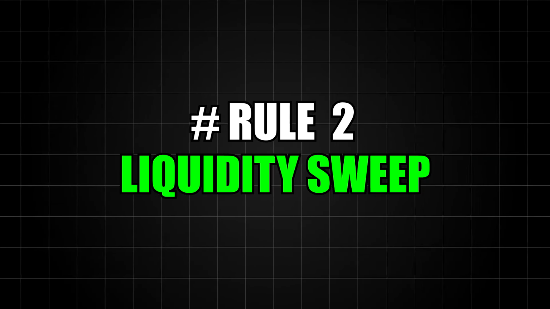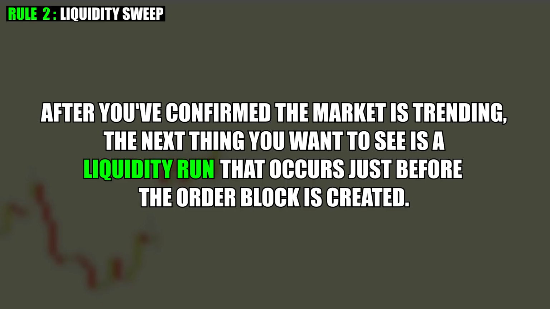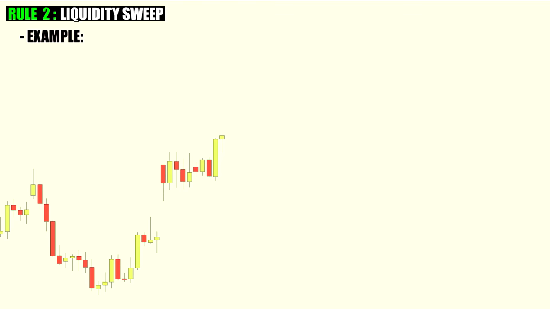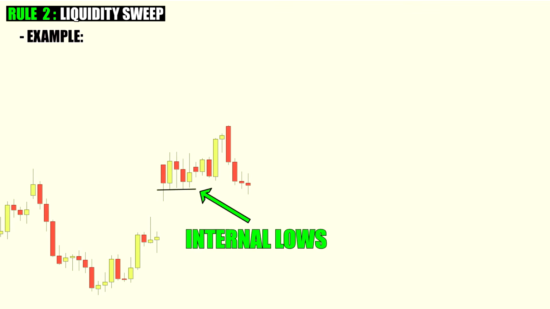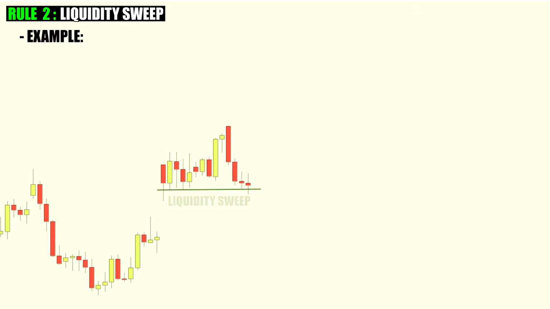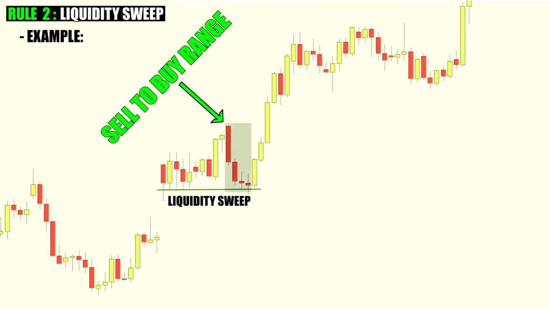Rule number 2. Look for a liquidity grab before the order block forms. After you've confirmed the market is trending, the next thing you want to see is a liquidity run that occurs just before the order block is created. Here's what that might look like. Price is moving in a bullish direction, but then begins to pull back. During that pullback, it creates a series of internal lows. Eventually, price sweeps below those lows to grab liquidity before launching higher. That final downward move, just before the rally, is the sell to buy move you're looking for.